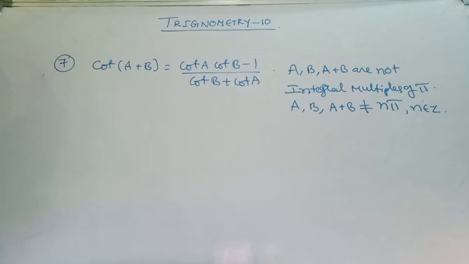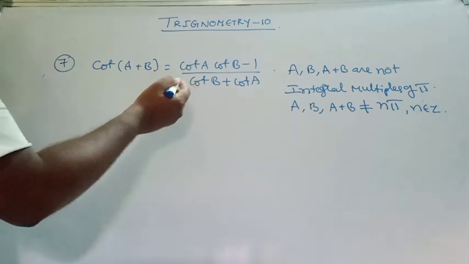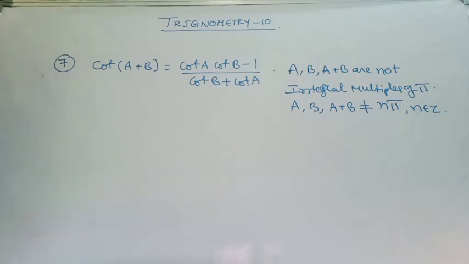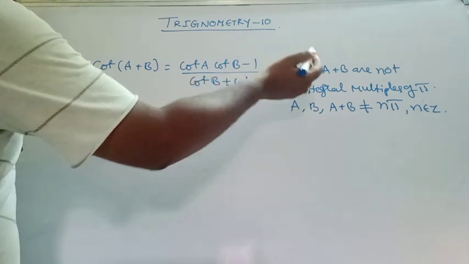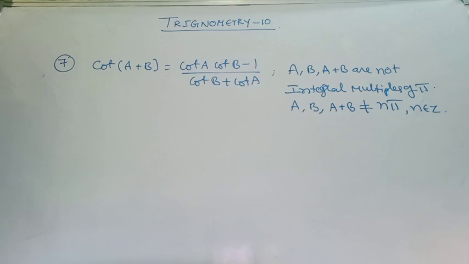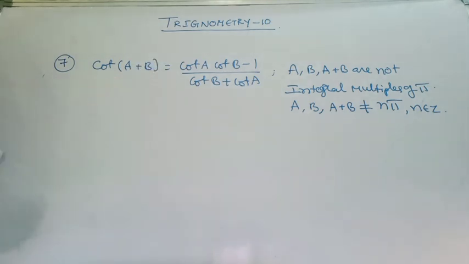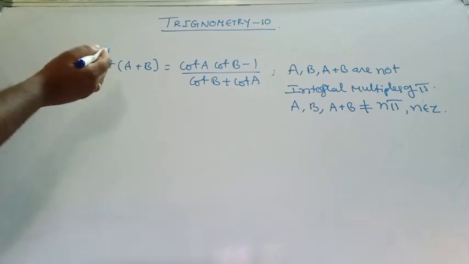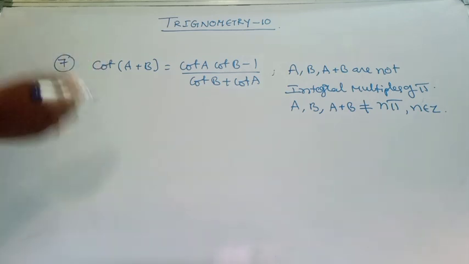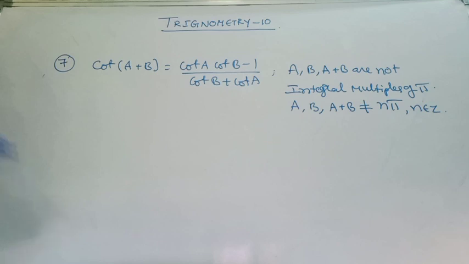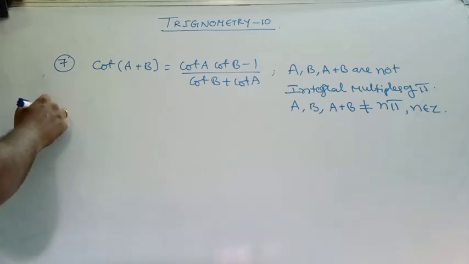See, now we have the cot(A plus B) formula, the 7th one: (cot A cot B minus 1) by (cot B plus cot A). And here also, A plus B are not integral multiples of pi. Because if they are integral multiples of pi, then cot A, cot B, cot(A plus B) will be undefined, and if they are undefined, you cannot get a finite value. That's why these conditions are supposed to be true. Now you see how we are going to do this proof.